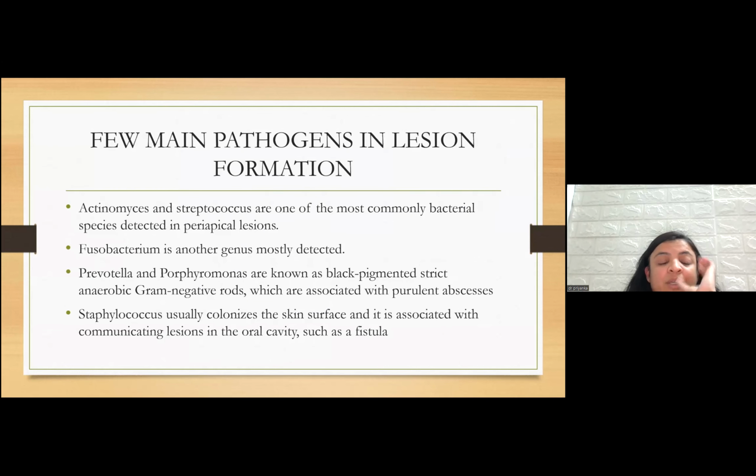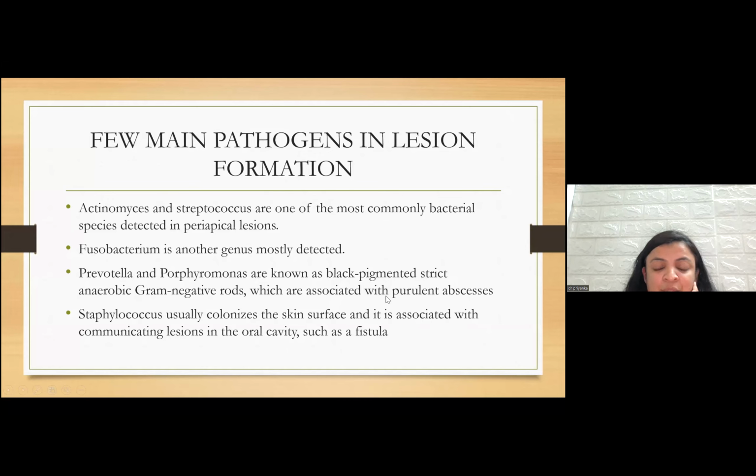So when we talk about lesion formation, when we talk about disease, it becomes an important part to know the pathogens which are actually working there to form this disease. When we see a periapical lesion, there are mainly a few bacteria which we can find there. One is actinomyces, streptococcus, and fusobacterium, which we can find in all the periapical lesions.